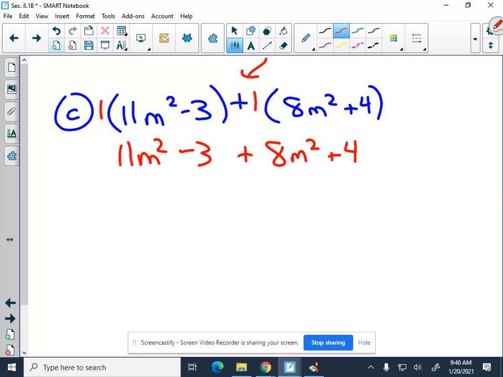In the next part of this lesson, you're going to see that a negative is going to have an impact on those things. But now we take these and we combine the like terms. 11m squared plus 8m squared is 19m squared. Again, 11 dogs plus 8 dogs makes 19 dogs. Then 3 minus 4 or 4 minus 3 is a positive 1.